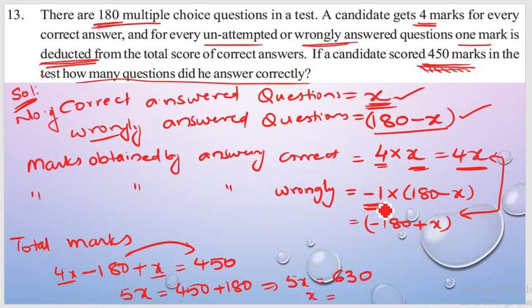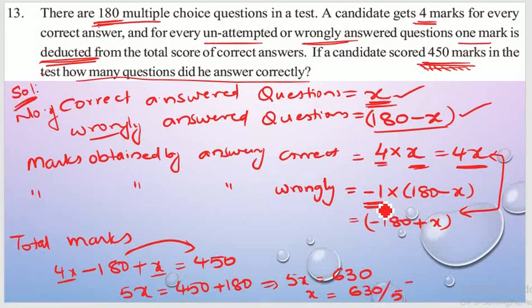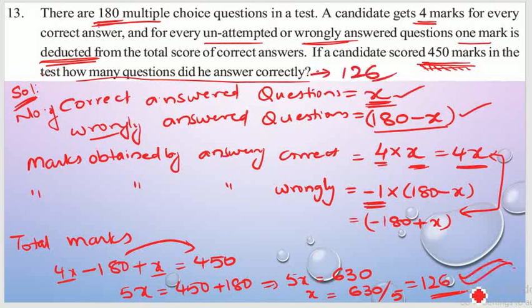So from this, x is equal to 630 divided by 5. In 5 table, 5 ones are 5, 1 is remaining, 13, that means 5 twos are 10, so 3 remains, and 30 means 5 sixes are 30. So these are nothing but the questions which he has written correctly. So 126 are the questions he wrote in a correct way. So the answer for this question is 126.